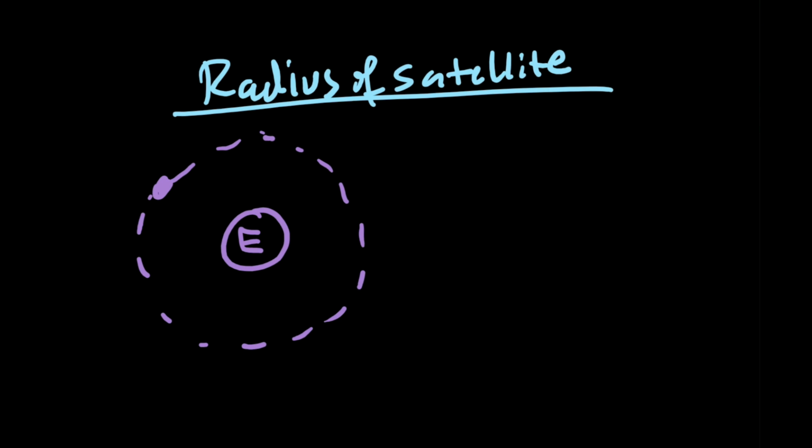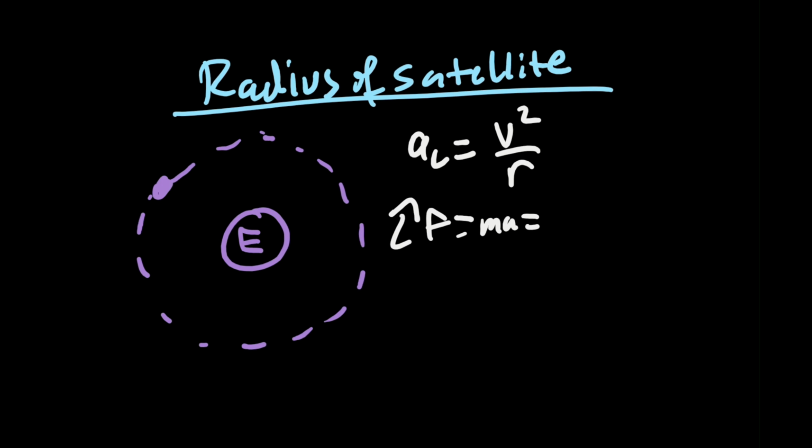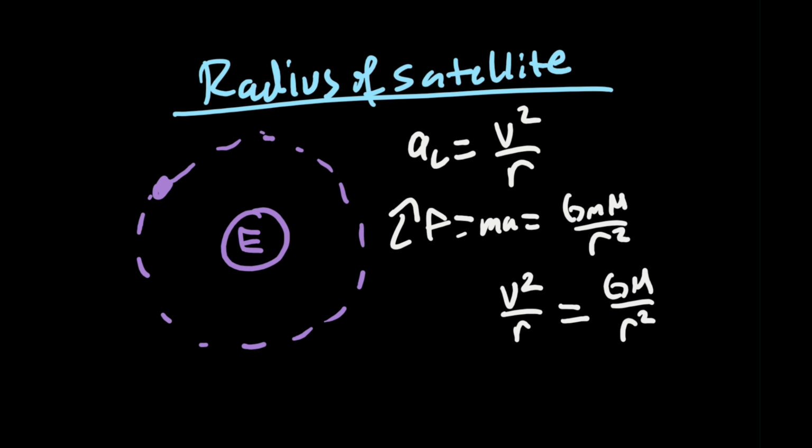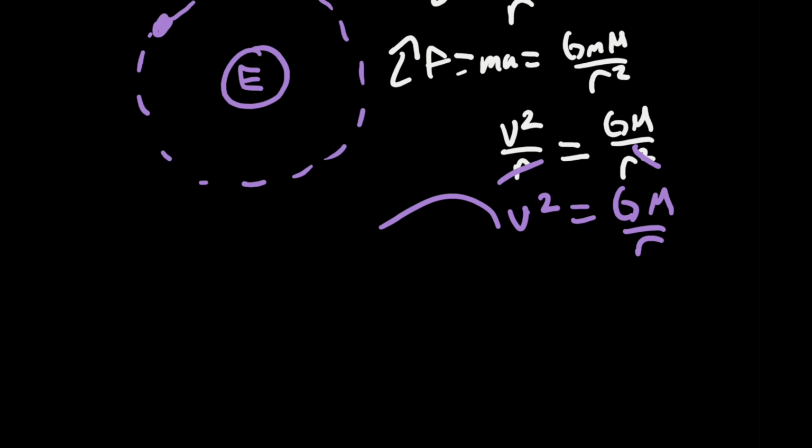Well, we know that a_c is equal to v squared over r, right? So therefore, if we have the sum of the forces is equal to ma, which is equal to GMm over r squared, then we can say that v squared over r is equal to GM over r squared. Then we're going to cross out one of our r's over here. We're going to get v squared is equal to GM over r. So now we want to find v.